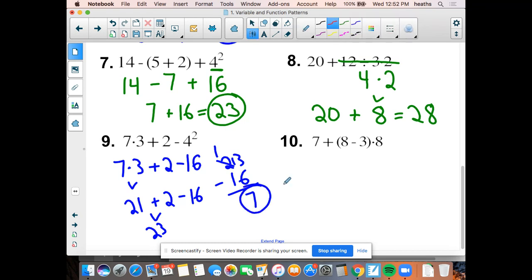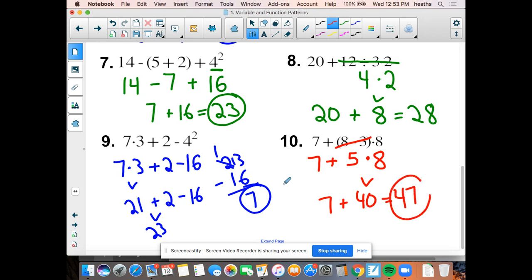And to wrap up today, we're going to do 7 plus parentheses 8 minus 3 times 8. So 8 minus 3 is in a parenthesis, so we need to take care of that first. So 8 minus 3 is going to be 5. So we've figured out our parenthesis. Let's drop everything else down. 7 plus 5 times 8. In our order of operations, multiplication always comes before addition. So 5 times 8 is going to be 40. And then 7 plus 40 equals 47.